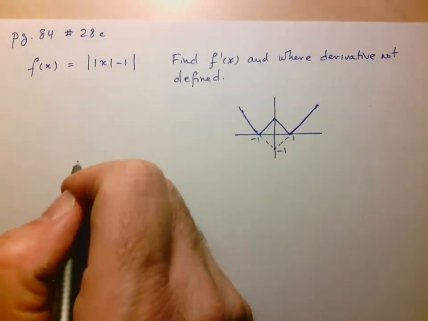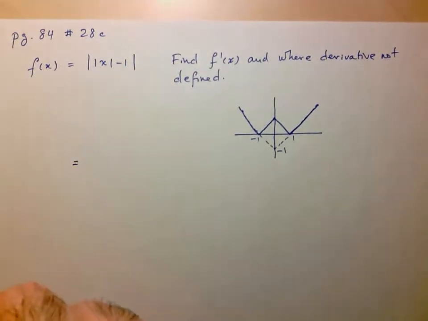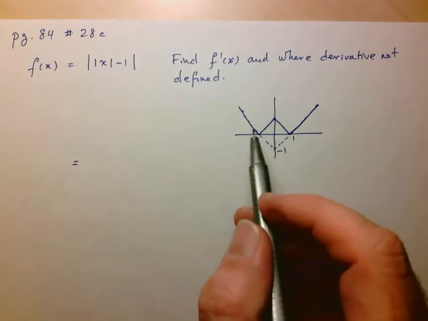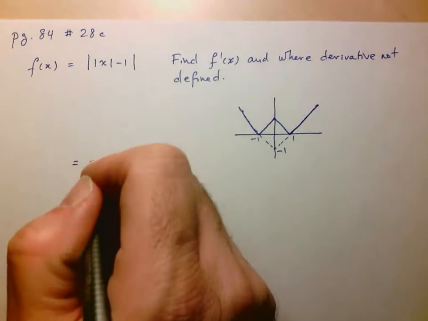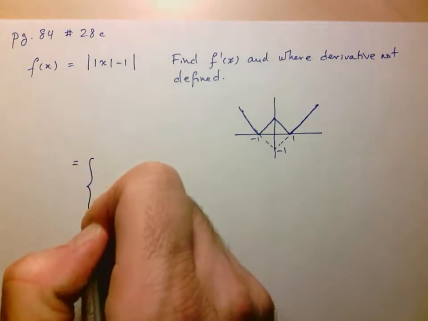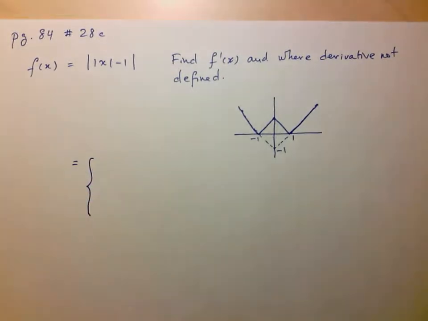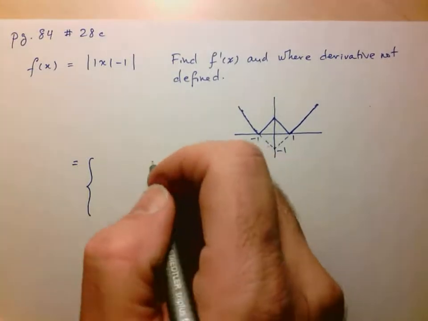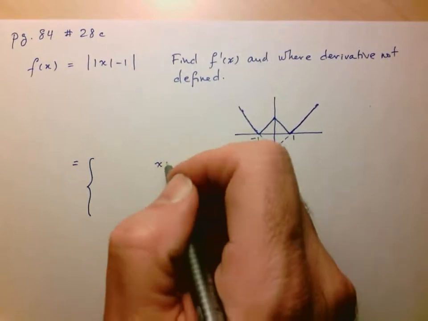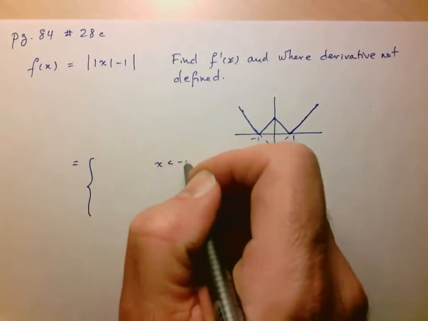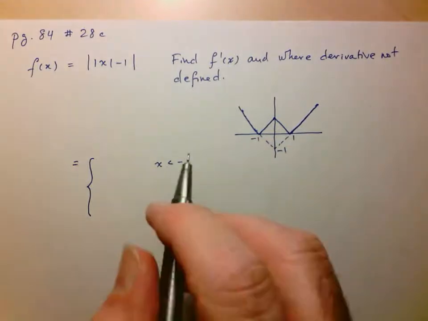I'll go down here to give myself some room. What this tells me is that I'm going to have to deal with this in 4 separate parts, so I'm going to need a big bracket here. I know I'm going to have to deal with x less than -1. So let's start with that. Let's see what happens.